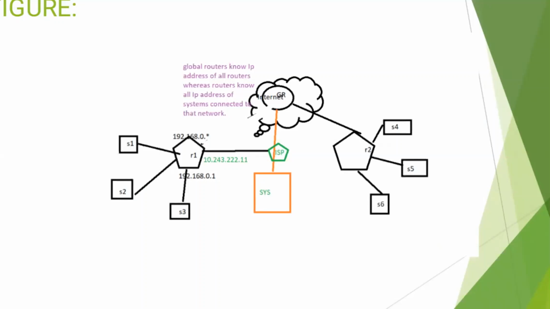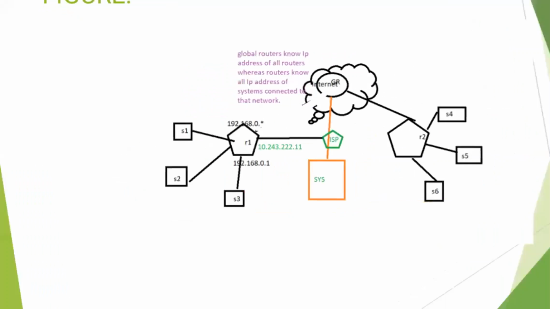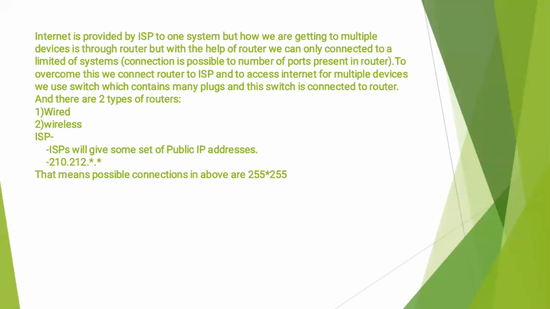Global routers know the IP addresses of all routers, whereas routers know all the IP addresses of the systems connected to that network. We can connect directly to a network, or we can connect to a router. If you connect to a router, you will get a private IP address. If you connect to the internet, you will get a public IP address from the internet service provider.